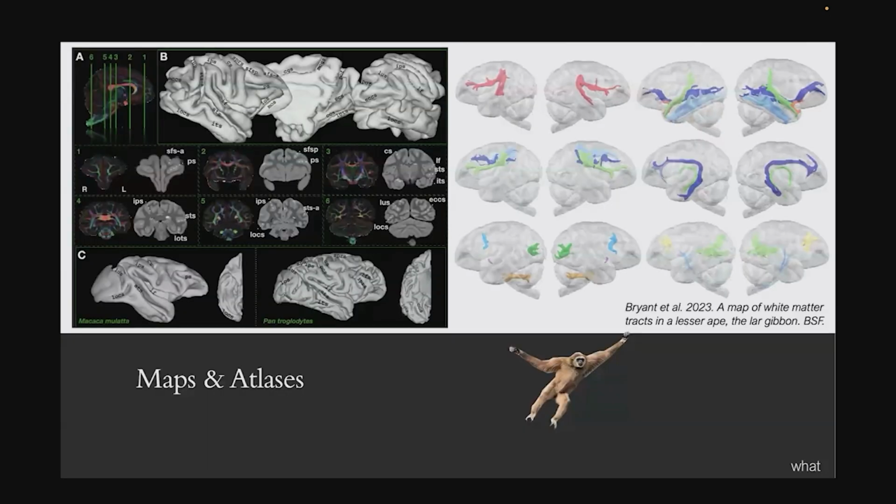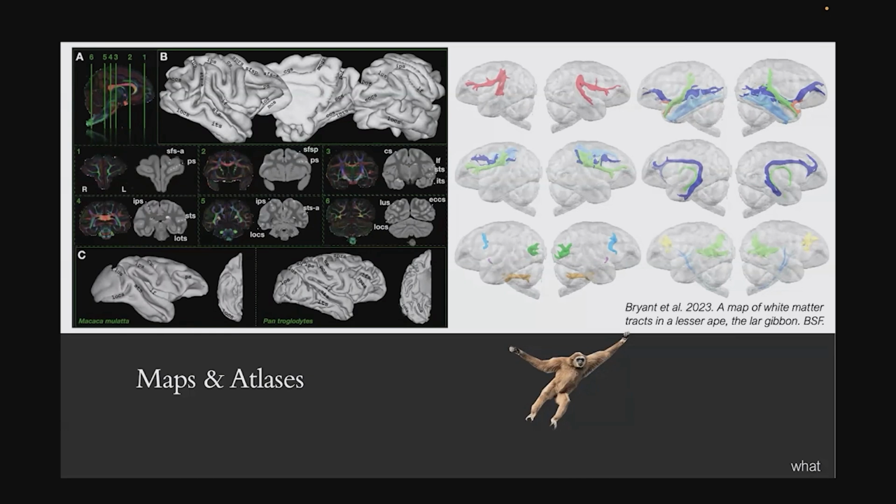So in terms of maps and atlases, this is a recent example of a lar gibbon that I did. We started out by spending a lot of time making sure that we knew what the sulci were, because there were conflicting accounts from older literature that we had to sort through, compared to its closest related species that we had agreed upon anatomical terminology for, and moved from there.